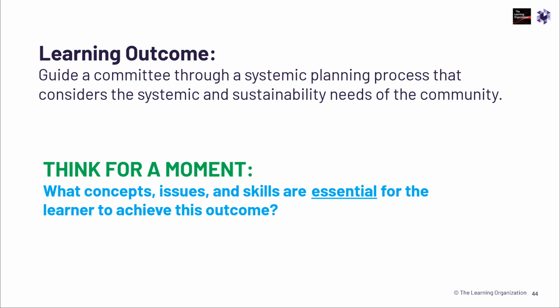So again, look at that. Guide a committee through a systemic planning process. Consider both the systemic and sustainability needs of a community. What might be a concept that will be critical? What would be a skill that would be critical? And what might be an issue? So I'd like you to take some time and really think about that and jot that down.